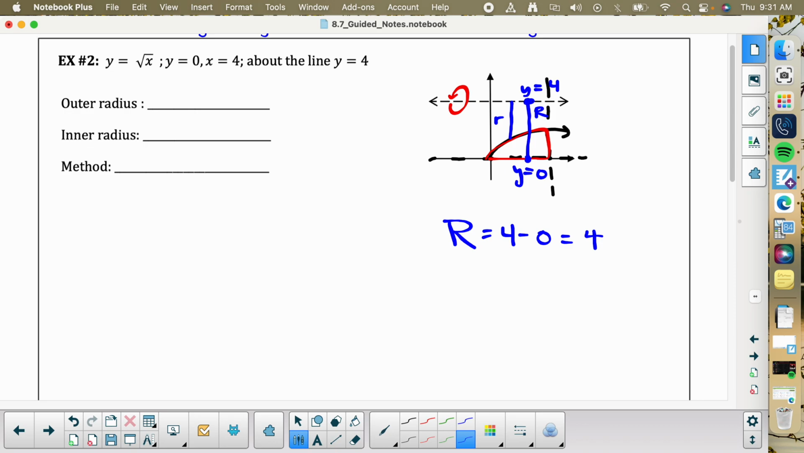Little r, as I heard you describing little r. Little r has the same top as big R, y equals 4, but the bottom of little r changes height, and the height goes by the equation we're given, y equals square root of x. Okay, so little r would be 4 minus root x. So top minus bottom.